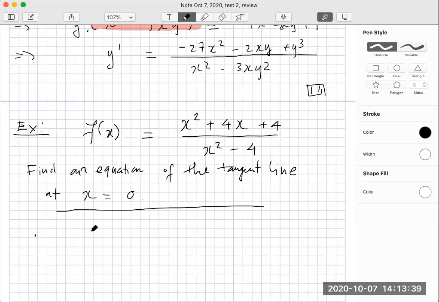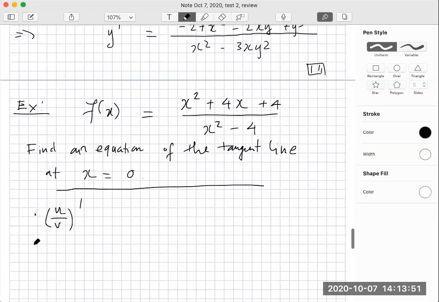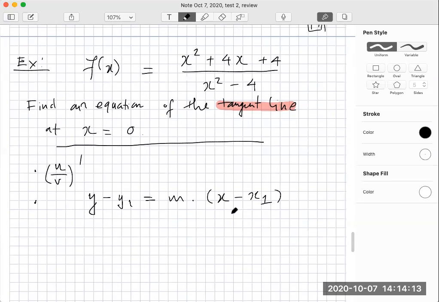The quotient rule? Yes, the quotient formula. And what else? The tangent line formula. Very good. The tangent line is the key thing here, right? And an equation of the tangent line would be, what is it? y minus y1 equals m times x minus x1. Very good. And what is x1, what is y1, and what is m in this case?